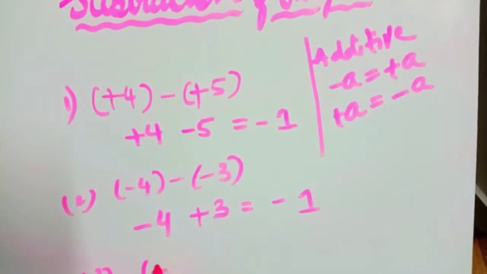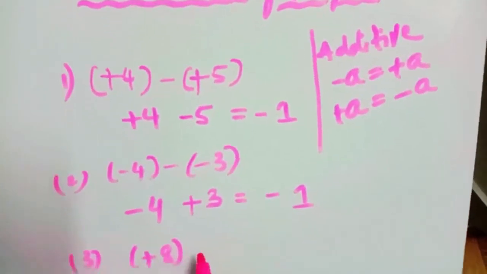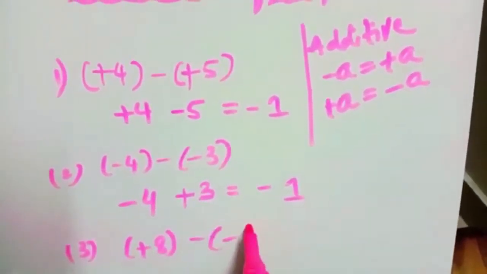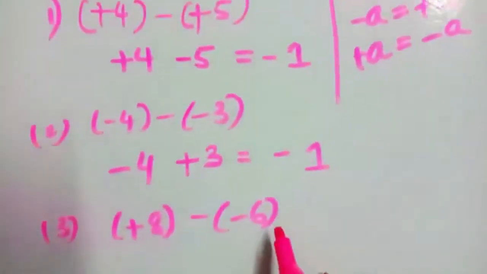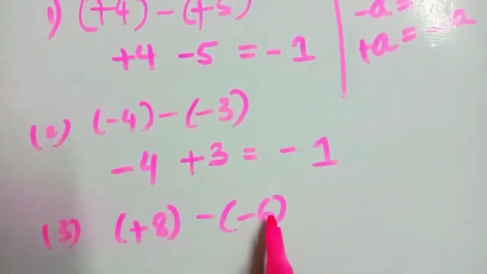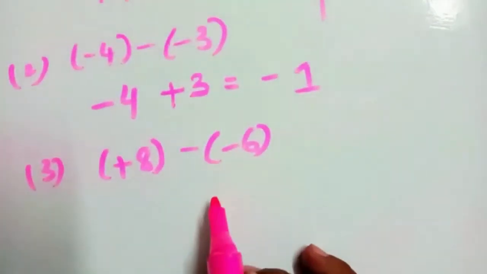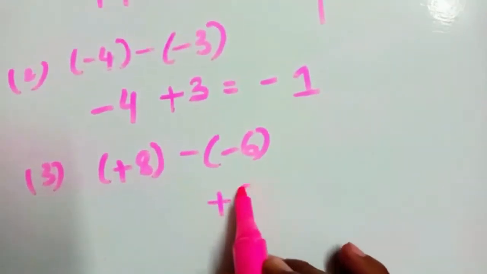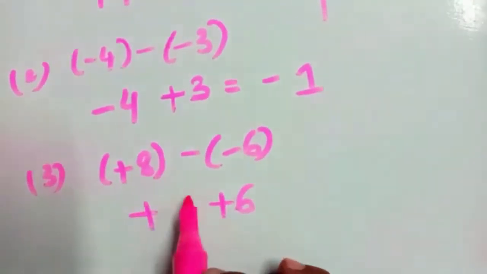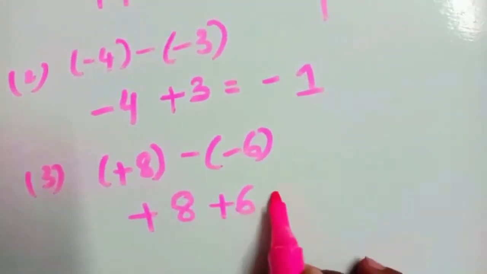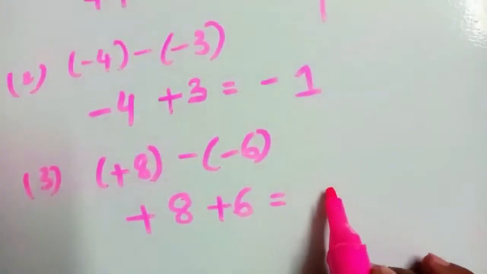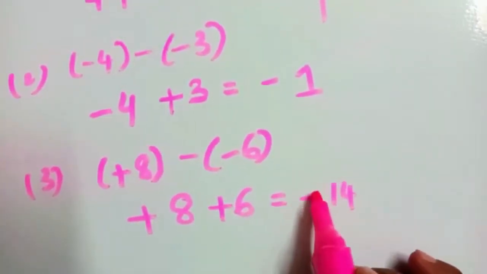If we are subtracting one positive number and one negative number, as I already told you, we need to write the additive inverse for this integer, so that minus 6 will become positive 6, and on the left side we have minus 8 plus 8. So if I'm adding both positive numbers, the answer is positive. That is, the answer is plus 14.